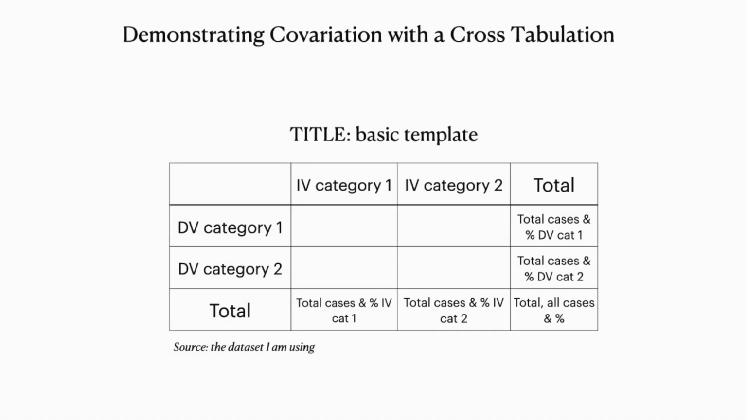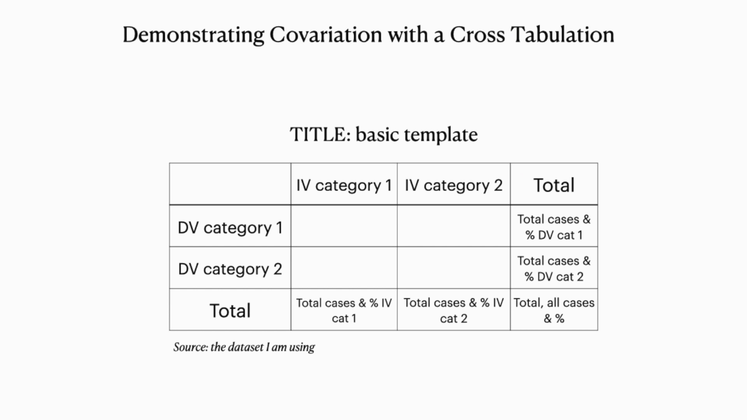On your screen, you can see a basic template for what a crosstab will look like. This just has a nominal independent variable and a nominal dependent variable. Both only have 2 categories. You can see the independent variable is in the columns, the dependent variable is in the rows, and you can see that you've got totals going all around.